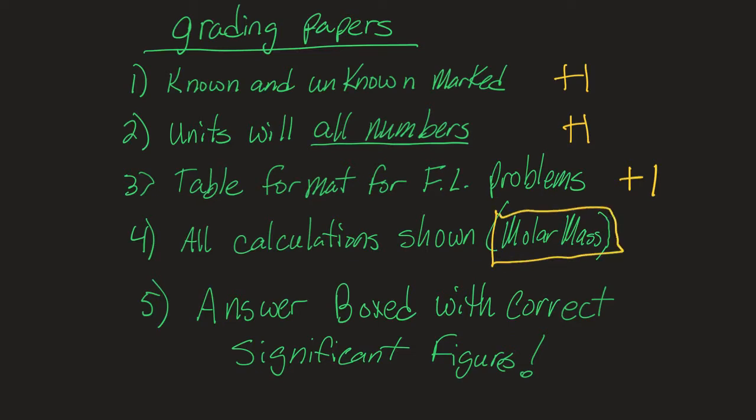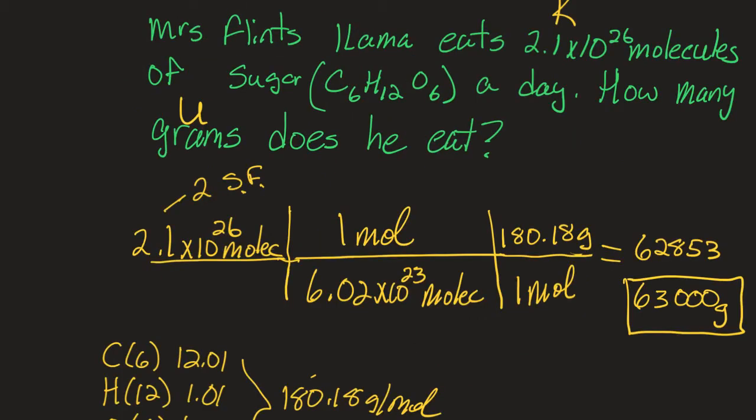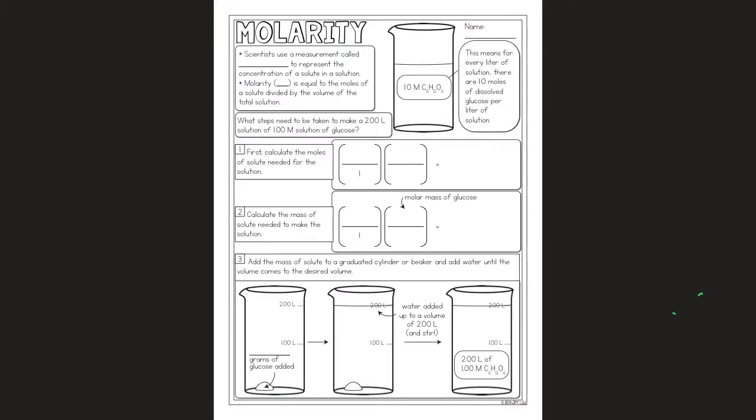You get another point for having all your calculations shown. What I'm seeing is a lot of people are leaving off their calculations for the molar mass. If you need to do a molar mass, you've got to show me how you do the calculations. And then the last point is for having the right answer with the right number of significant figures boxed in your final answer. I was very lenient as I'm grading these papers so far, but starting the next unit, this will be the grading system we'll use. Again, you should be very familiar with it because Mr. Miller did the exact same thing. I'm going to skip it and go straight to the notes.